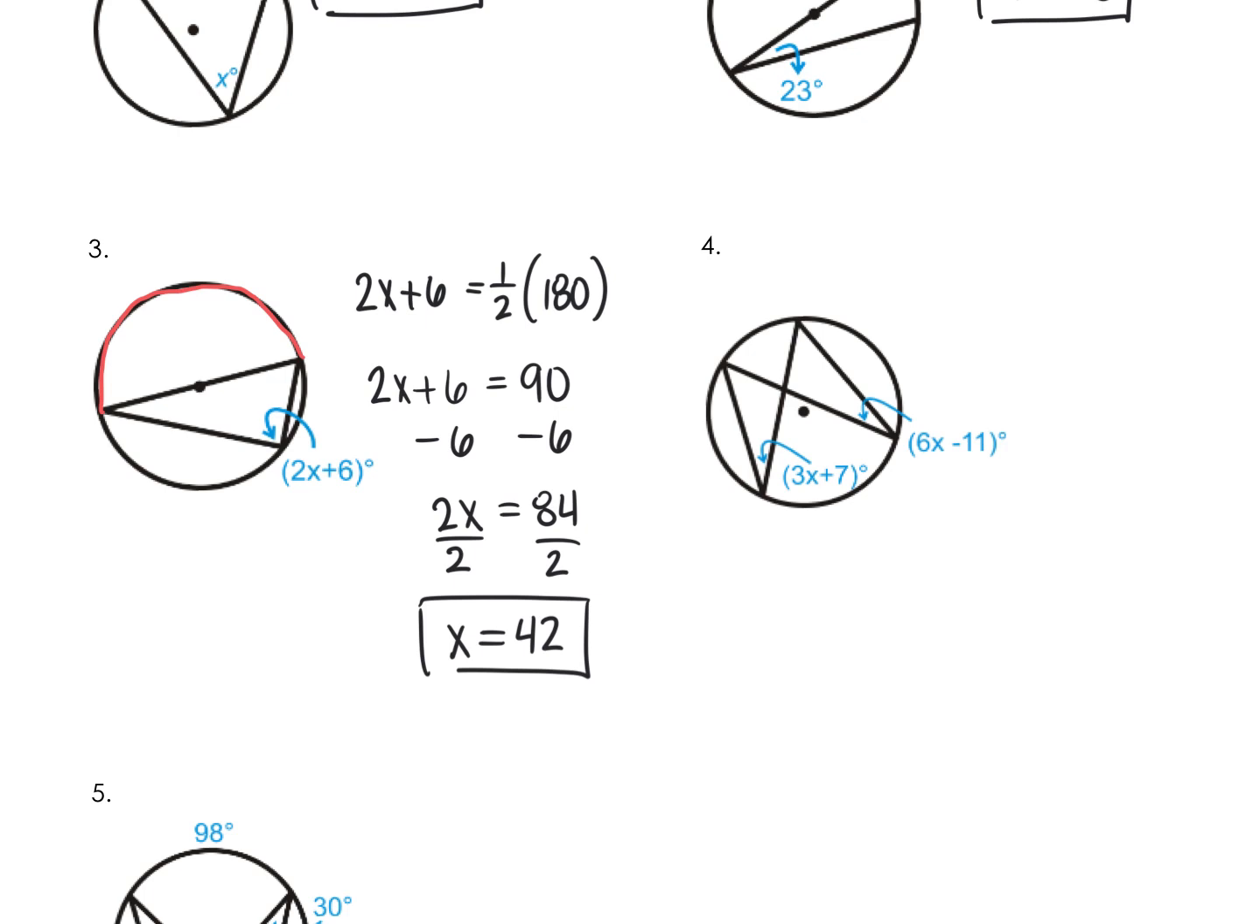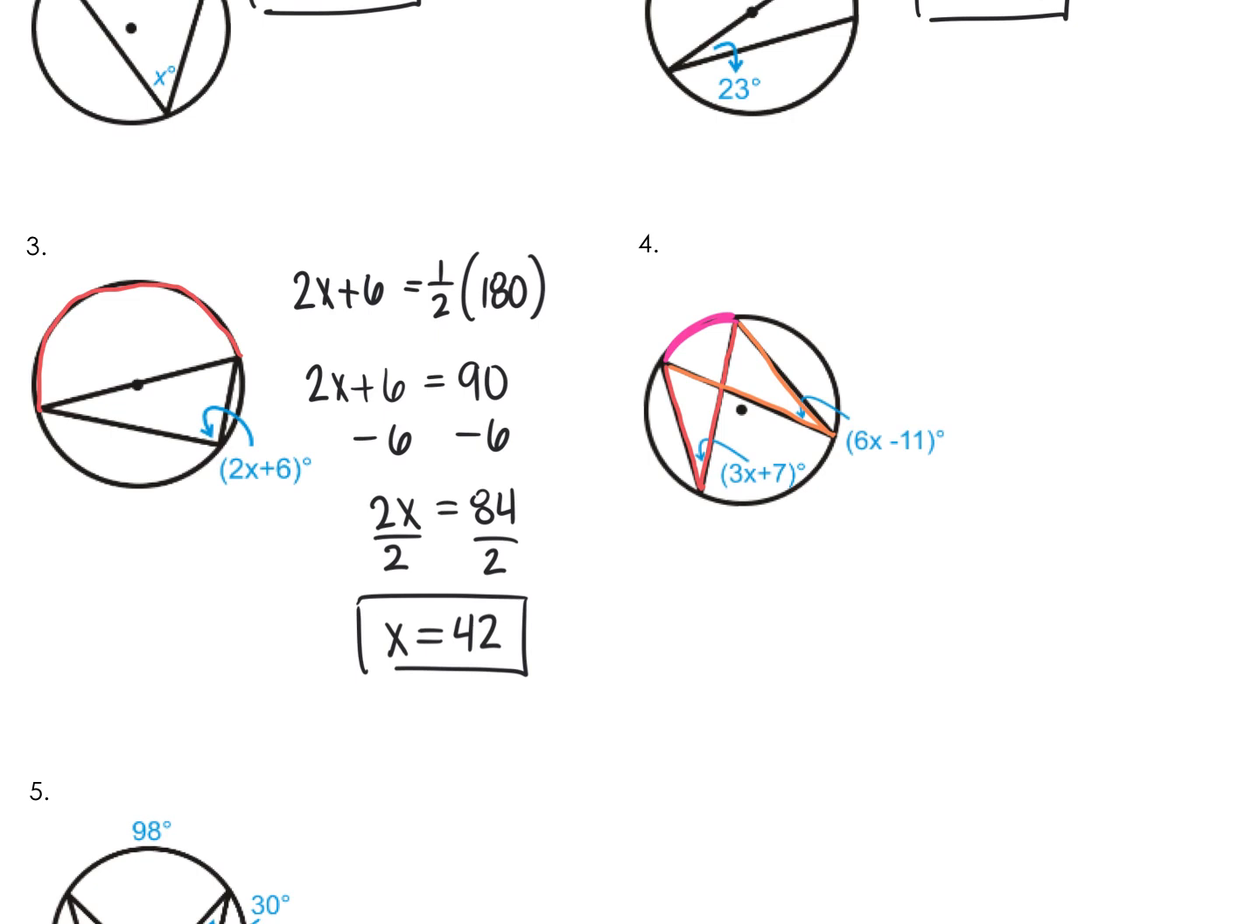In our next example, we have 3x plus 7 and 6x minus 11, and we want to solve for the value of x. So if I actually follow the chords for each of my angles, what I'm going to notice is that each of those angles intercept the same arc. And if 2 inscribed angles intercept the same arc, they have the same measure. So because those both intercept the same arc, that means that 6x minus 11 has to equal 3x plus 7.